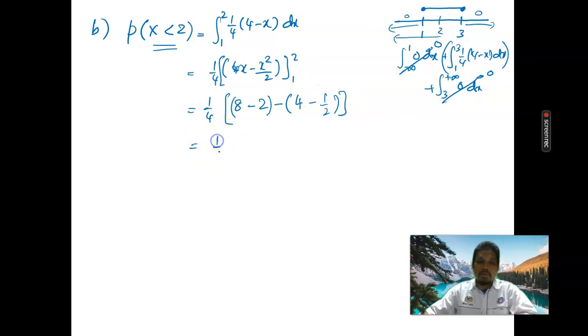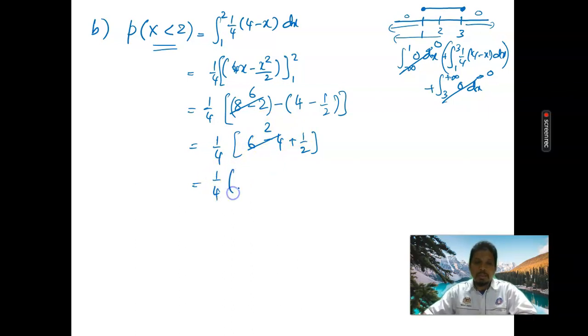Okay, so 1 over 4. 8 minus 2 equal to 6. Negative times 4 minus 4, negative times negative, positive 1 over 2. So then 6 minus 4 equal to 2. 2 plus 1 over 2, okay, is 3 over 2.